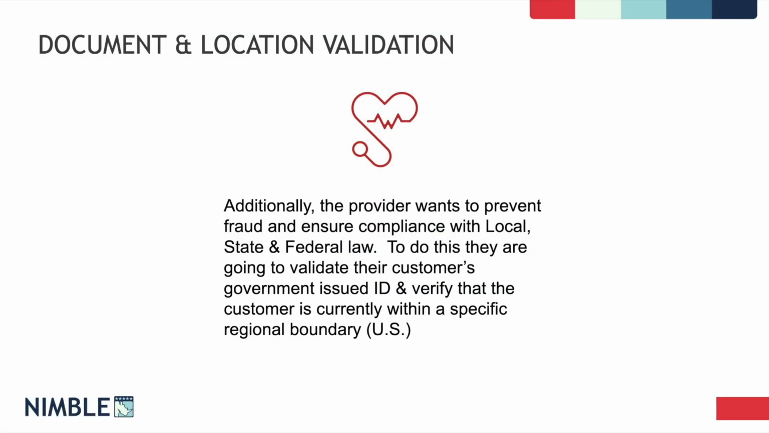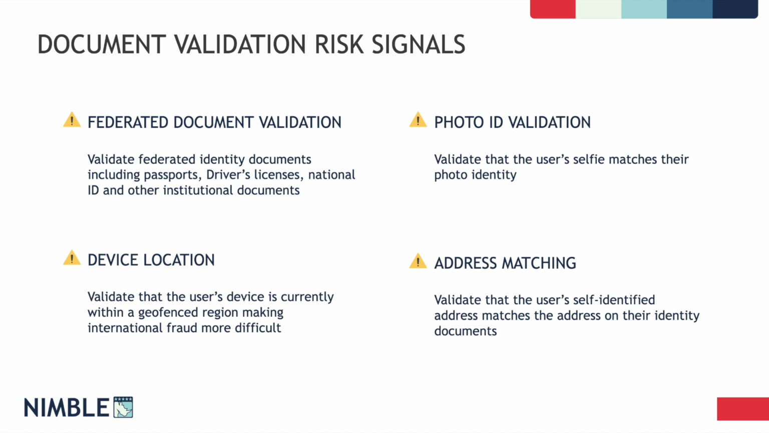Now that we've validated the end user's email address, phone number, and shipping address, the final step in preventing fraud is to validate that all of that information matches what's on the end user's government ID. At the same time, we'll validate the end user's device location to ensure that it's within a particular geofence region. This allows our customer to make sure that they can meet all of their compliance requirements when shipping controlled substances.